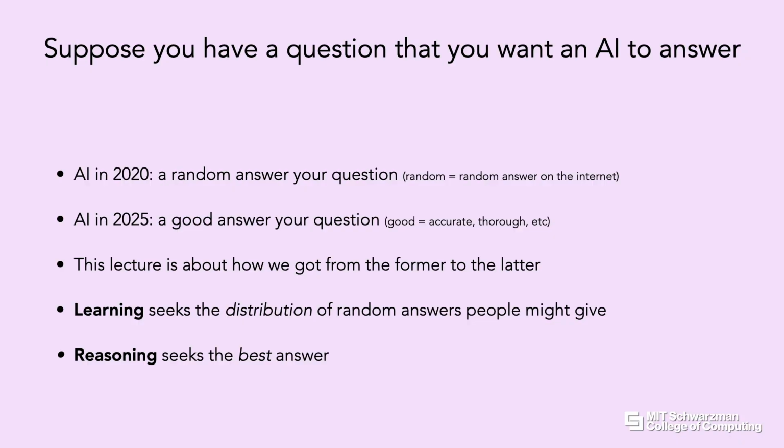So that is the distribution of random answers that a randomly sampled person might give. Now we're going to talk about reasoning, which is trying to find not the distribution or a random answer, but the best answer. Okay, so that's the key difference.